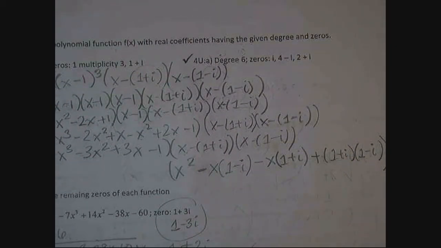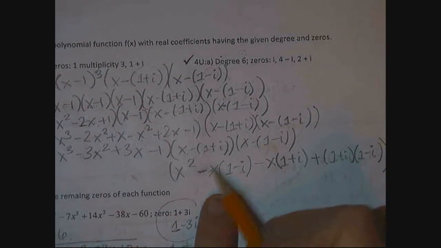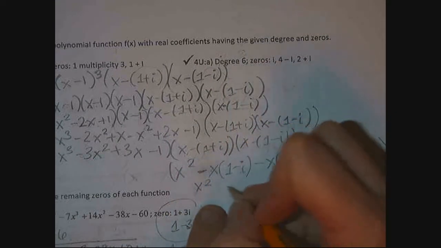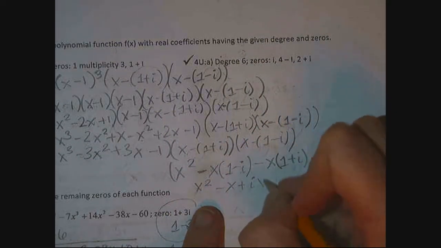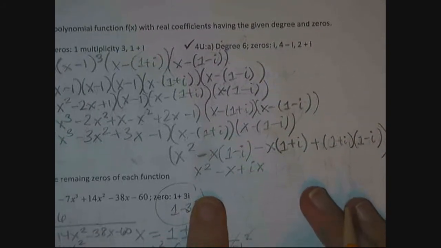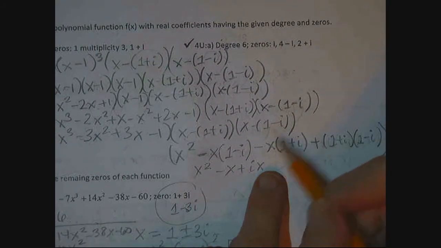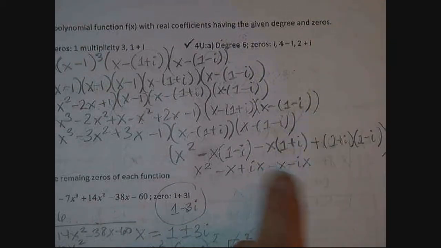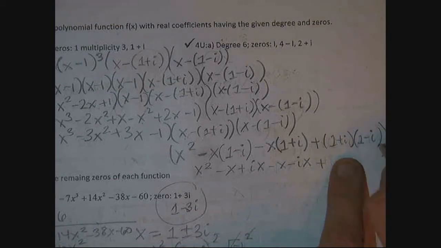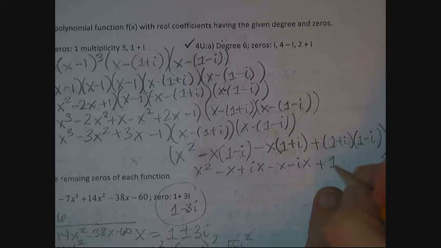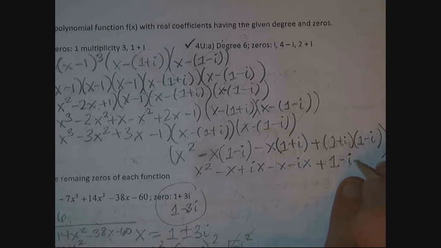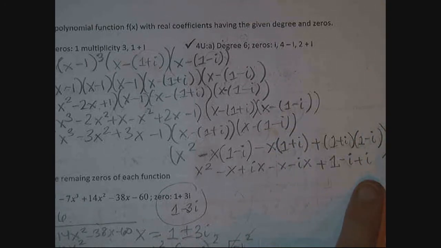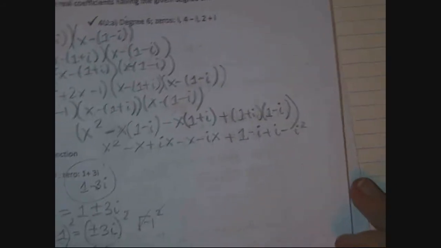Okay. Now I need to start combining some like terms. Alright? So over here, I can distribute this negative x. So this becomes x squared minus x plus ix, if I just treat i like it's a number, because it's my coefficient. I can also distribute this one. So negative x minus ix when I multiply this one. And over here, I can FOIL this. So 1 times 1 gives me 1. 1 times negative i gives me negative i. i times 1 gives me i. And i times negative i is negative i squared.